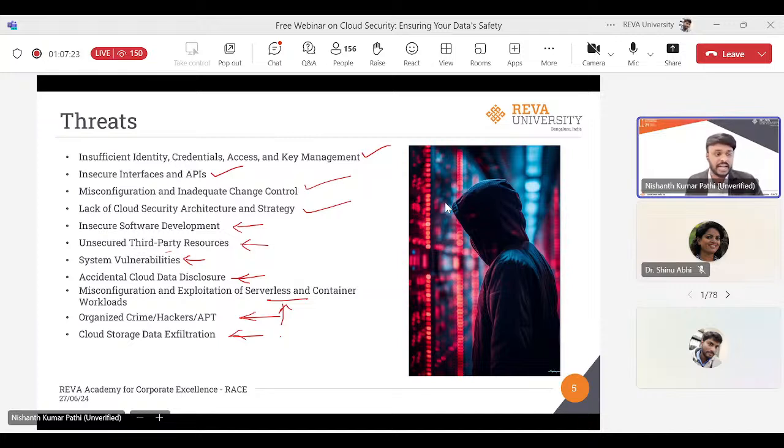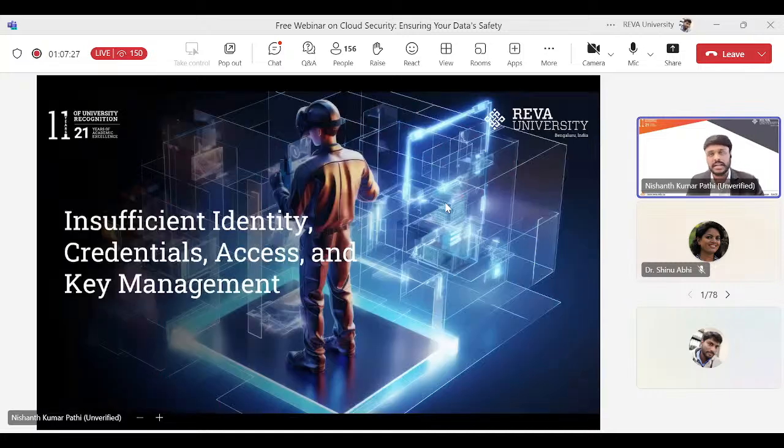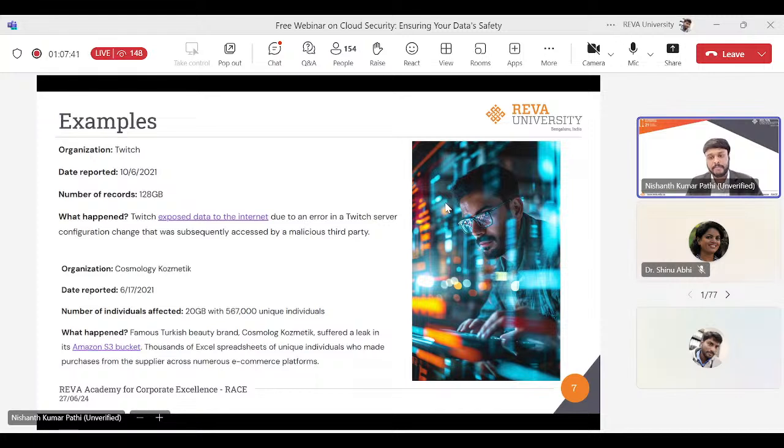Let's look at some of these attacks in detail and understand what kind of attacks are typically possible and some of the real world examples. Let me start with insufficient identity, credentials, access and key management. Let's look at a scenario and then we will understand the concept in a better way. So if you look at this, this is an event that happened in 2021.